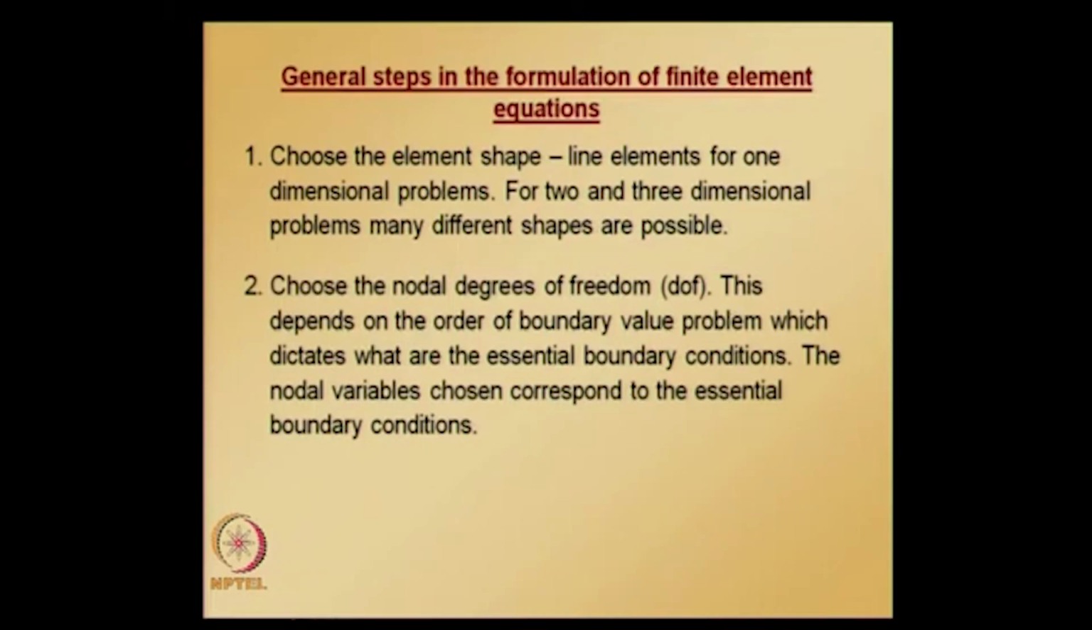The nodal variables chosen correspond to the essential boundary conditions, because if you see a fourth order differential equation which corresponds to beam bending problem, there we have 0th order and first order equations as essential boundary conditions, whereas third and fourth order equations are natural boundary conditions. So we need at least first order continuity in the solution, or we need derivatives also for imposing the essential boundary condition. So that is what this step says, choose the nodal degrees of freedom depending on the problem that we are solving.